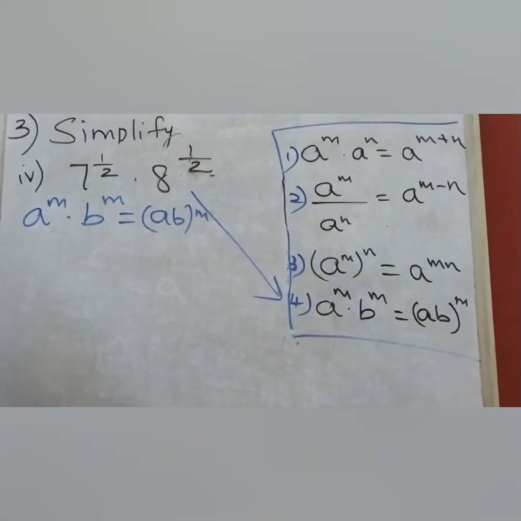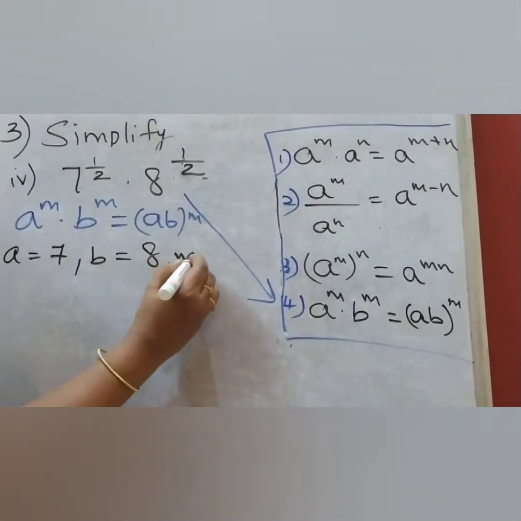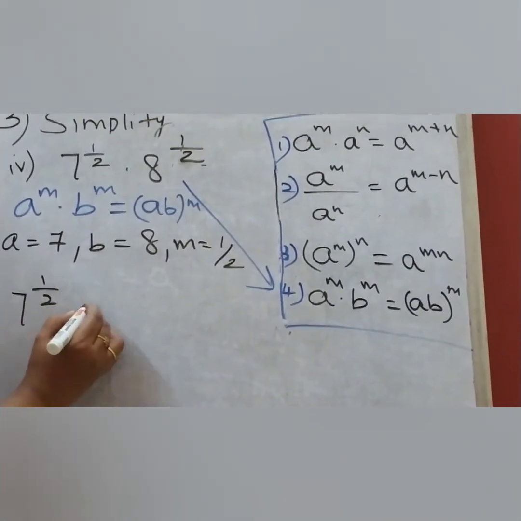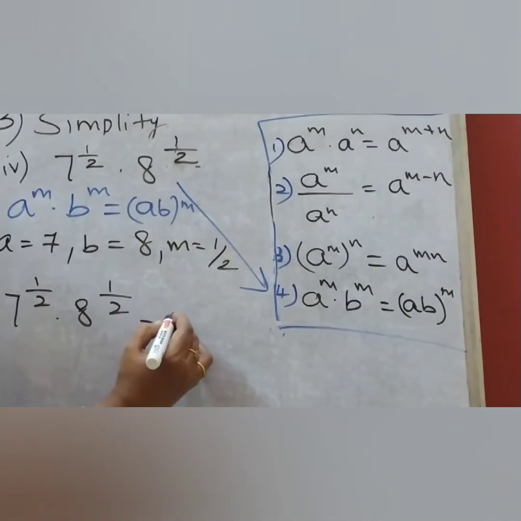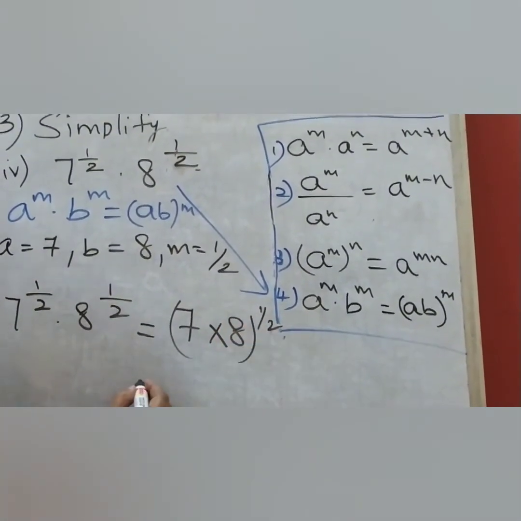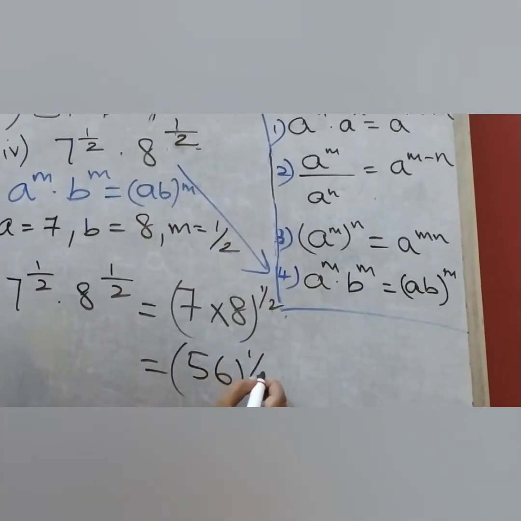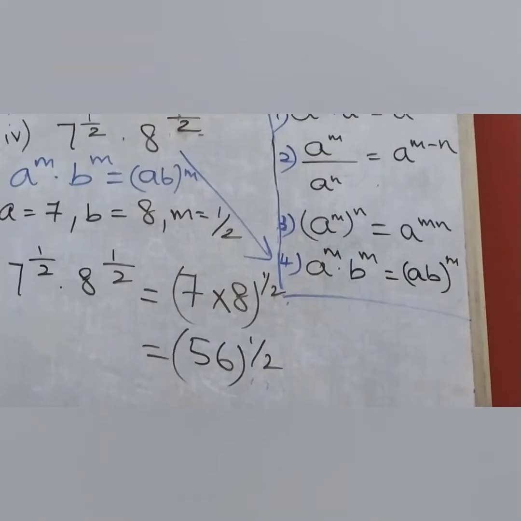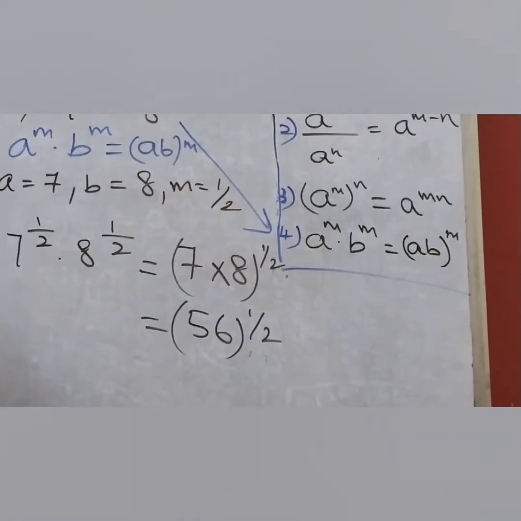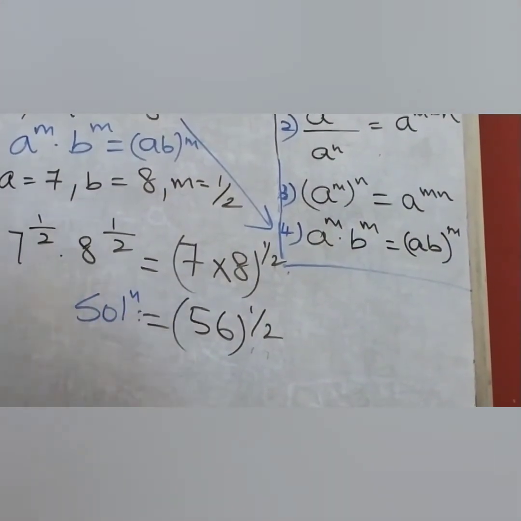So here what will be our a? A is 7, b is 8, m is half. So I am going to use the formula for this question. So this will be 7 into 8 to the power of half. 8 7s is what, children? 56 to the power of half. This is how you do the problems using laws of indices, children. I hope you have understood. This is our solution. Very simple it is.